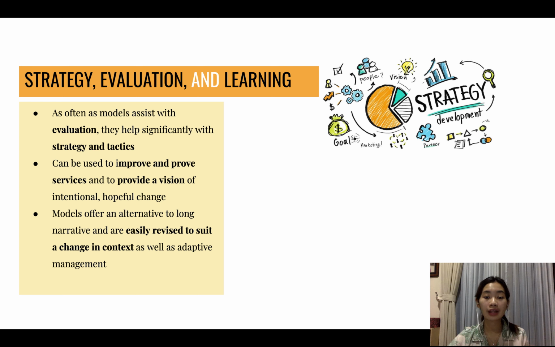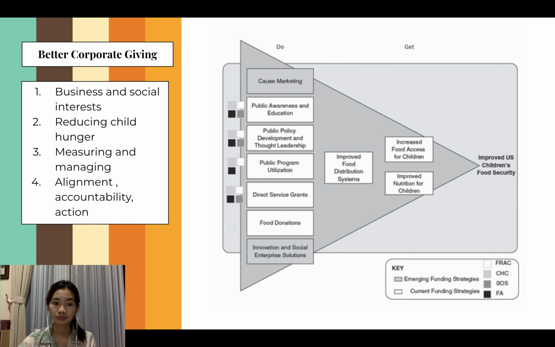Models offer an alternative to long narrative and are easily revised to suit the change or the context of adaptive management. So therefore, in the future, this model will hope to have a hopeful change in whatever it is that it's being developed, and can also easily be revised to whatever is suitable for the users and also for the readers. So once again, this chapter actually has a lot of examples for you guys to read and to choose from.